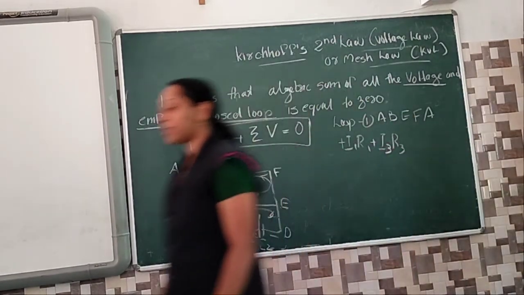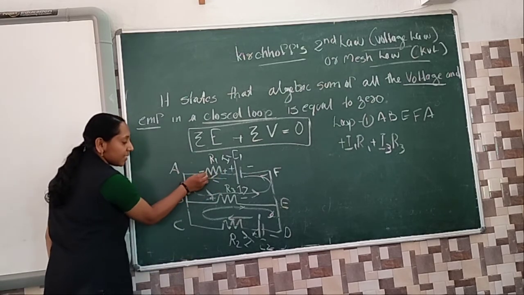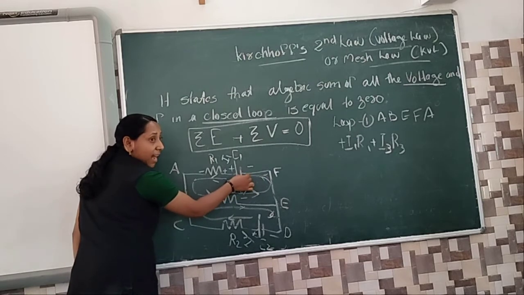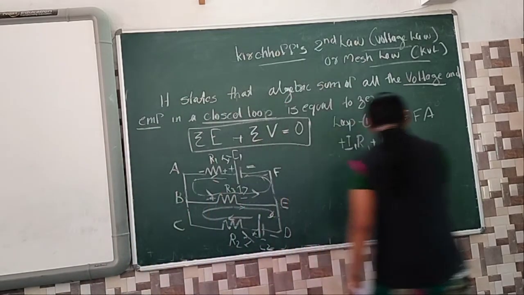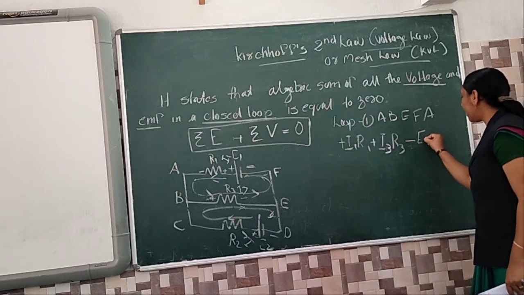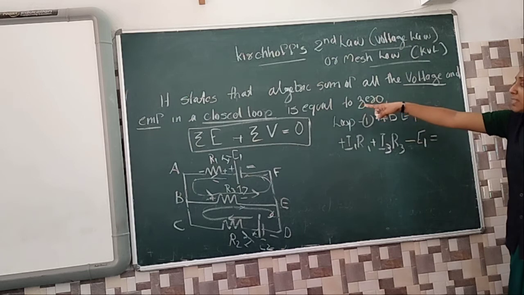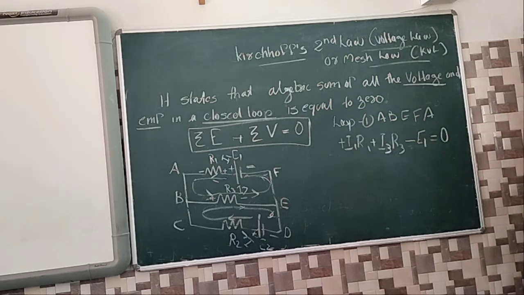Okay. Then the next one: the current is flowing from the positive through the resistors and going through the cell. Where are we entering the cell? Negative. That's the reason I write negative E1 equal to, what is the answer? The algebraic sum is equal to 0. We got the first equation. Clear, everyone?